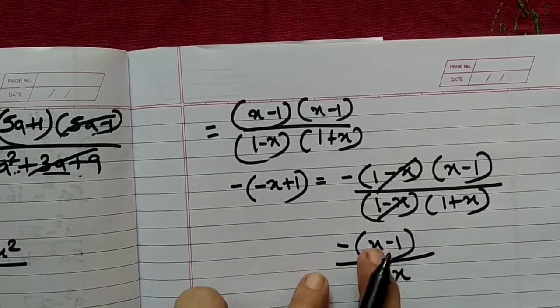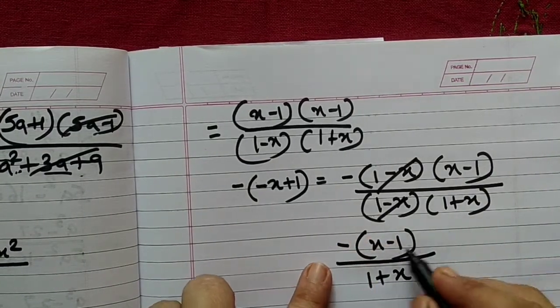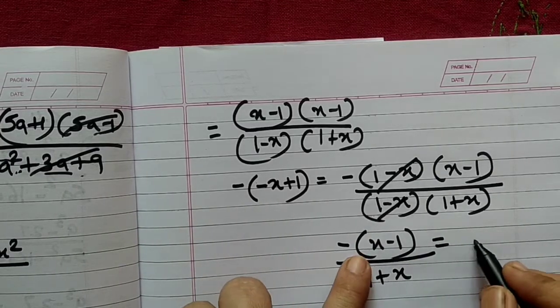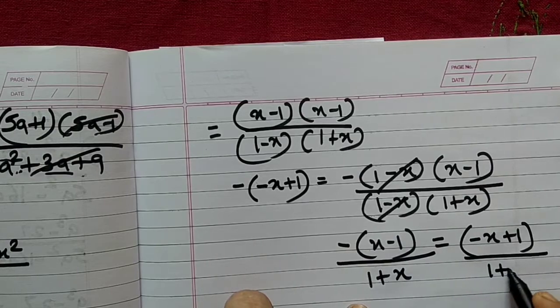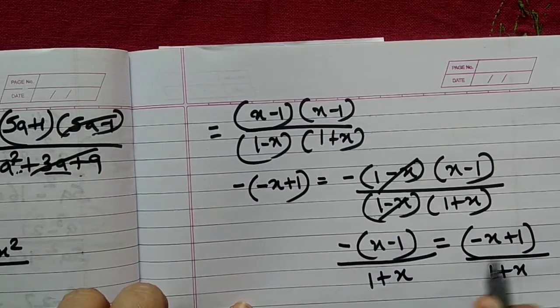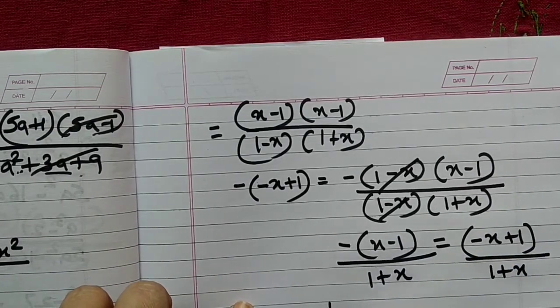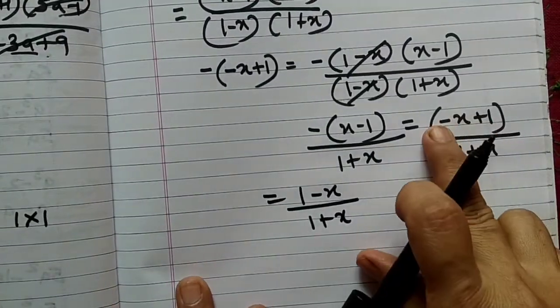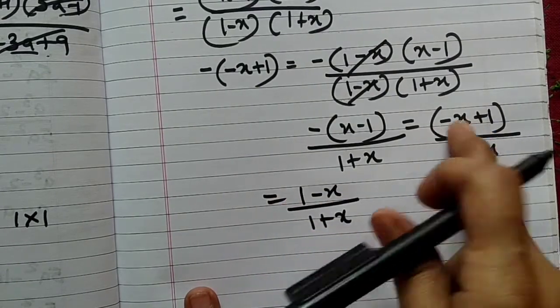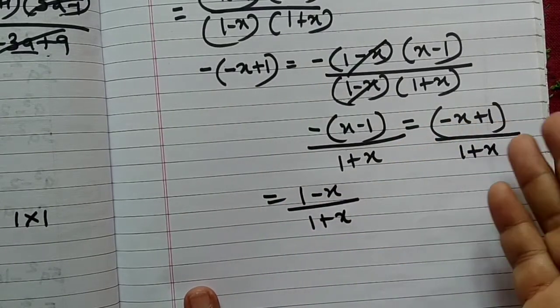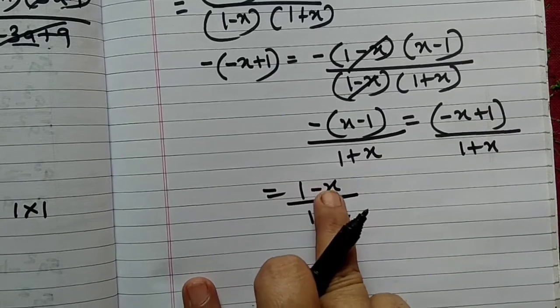Now let me multiply this with the minus sign. So what will I get? Here I'll get minus x plus 1 upon 1 plus x. So I'll write it in the proper form, minus x plus 1 as 1 minus x upon 1 plus x. Why? I've just interchanged it. 2 plus 3 or 3 plus 2 is the same. In the same way I've just interchanged this.